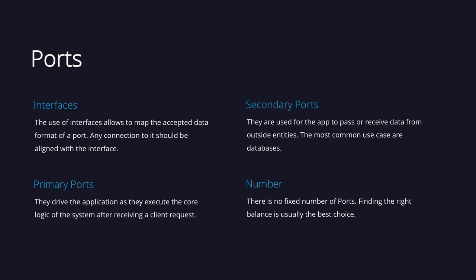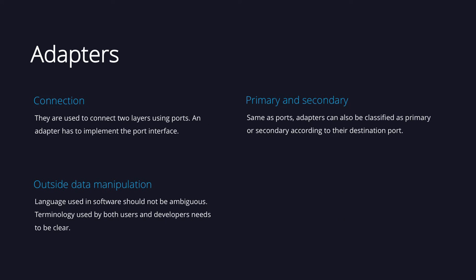There is not a fixed number of ports in hexagonal architecture. It is up to developers to decide how many ports a system should have according to the application needs. An extreme case would be adding a new port per each use case, leading to hundreds of application ports. In another extreme case, we could merge all primary and secondary ports so that the application ends up with only 2, the left side and the right side. Finding the right balance is usually the best choice.